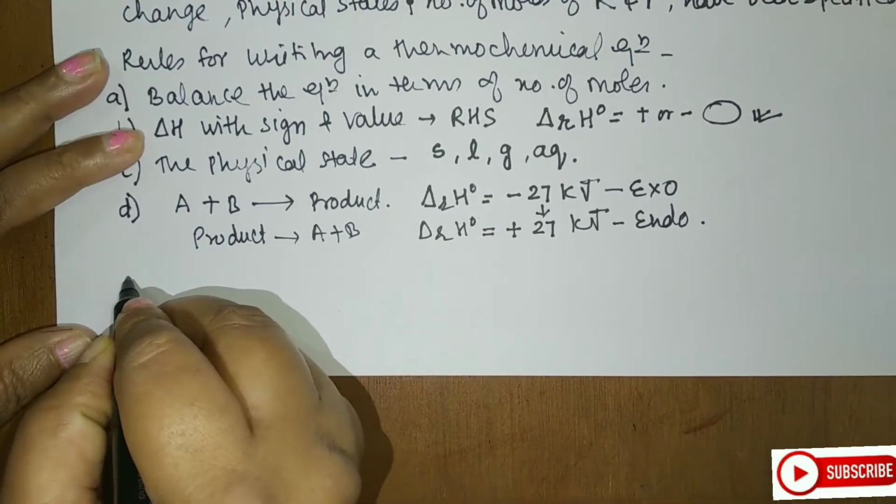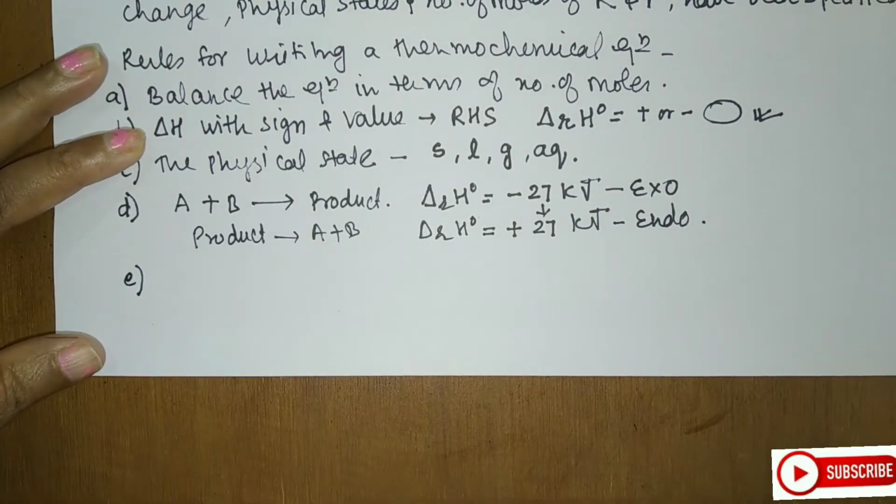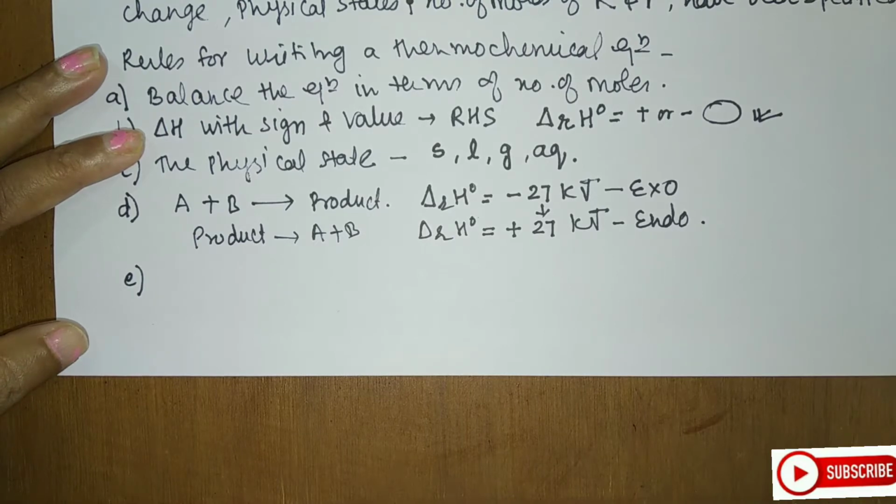And the next rule, that is the fifth rule, is: when the stoichiometric coefficients, meaning the number of moles of the substance in a thermochemical equation, are multiplied or divided by a certain numerical factor, then the corresponding enthalpy change value will also get multiplied or divided by the same number.